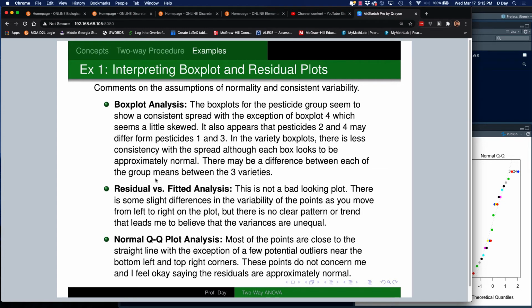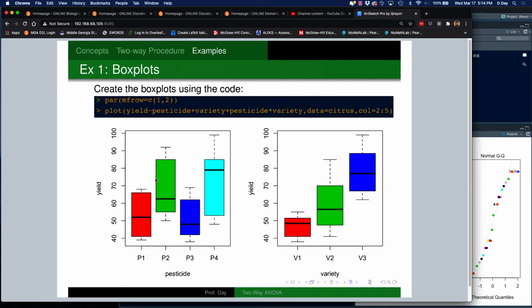So looking at the box plots, as I said, the pesticide group box plots seem to show a consistent spread for the most part, with the exception of box plot 4, which may be a little bit skewed for sure. If you look at the first one I'm talking about, this box plot here is definitely more skewed than the other 3. The other 3 I would call approximately normal, just based off of the way the whiskers are coming off, but this one has a much longer whisker on the top side, which means it would be right skewed.